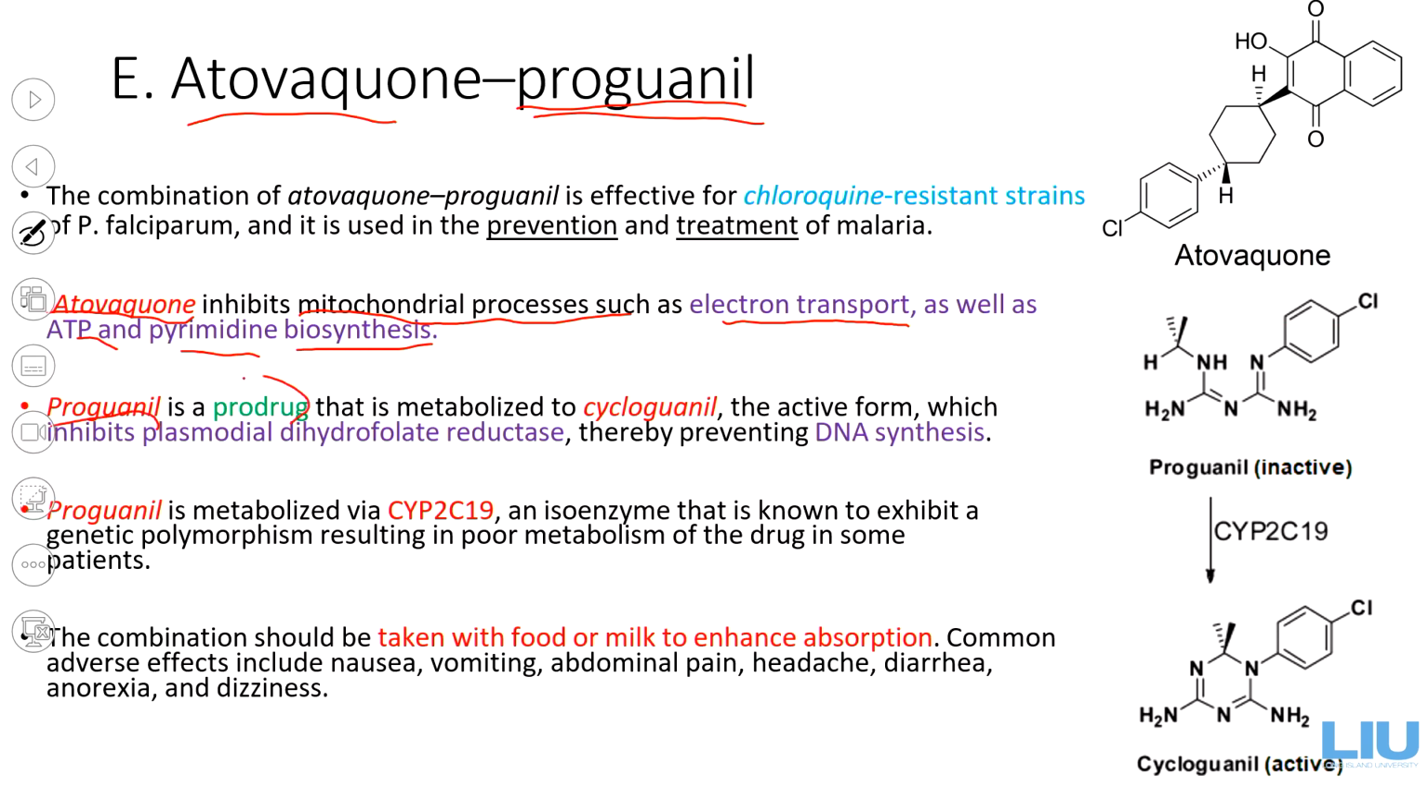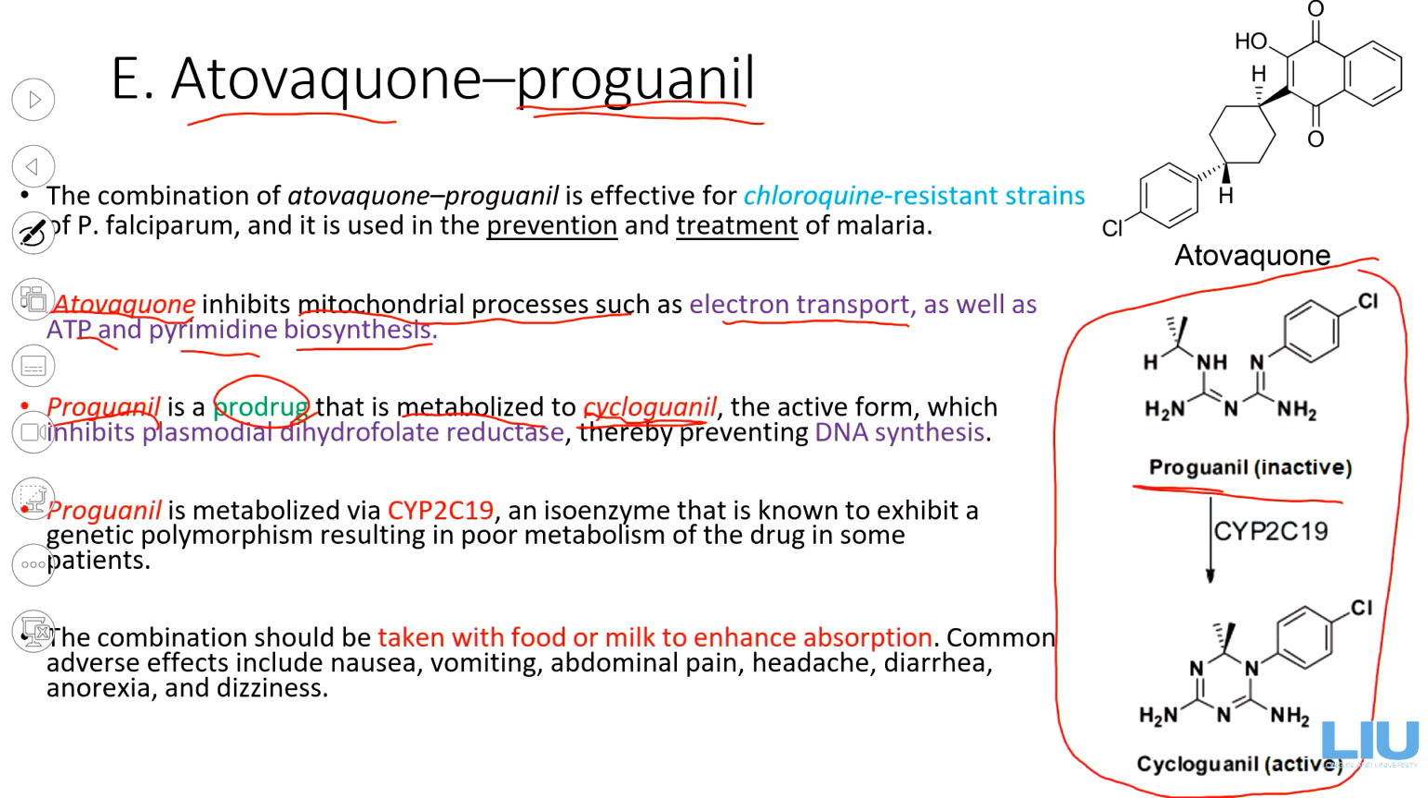Proguanil is a prodrug that's metabolized, converted into the active form, which is cycloguanil. Notice that there is no cycle in proguanil, but then it's converted into cycloguanil, so you form a cycle here. This is the inactive form, this is the active form. This active form would then inhibit the dihydrofolate reductase of the plasmodial, and it would prevent DNA synthesis.